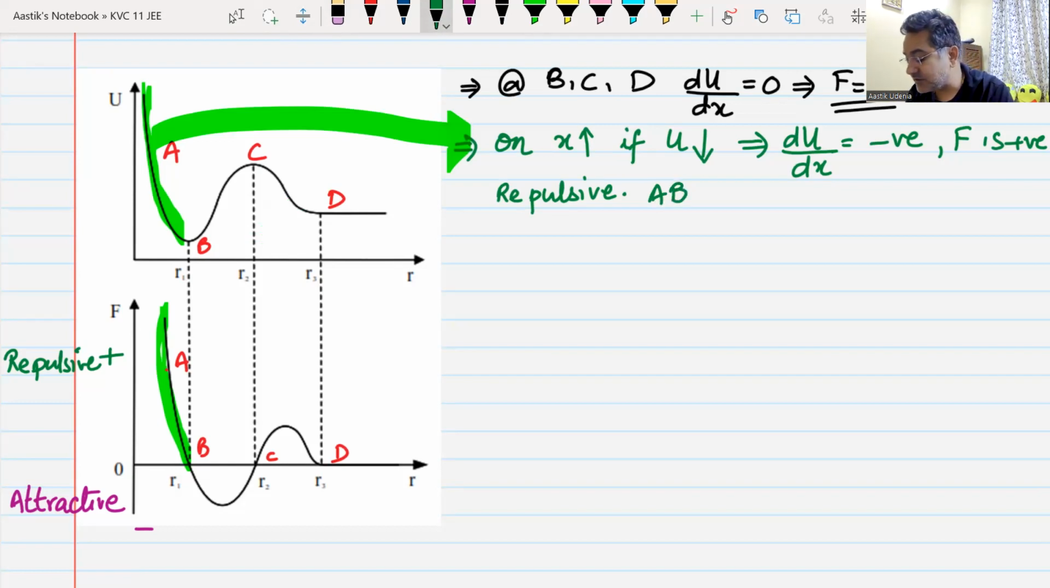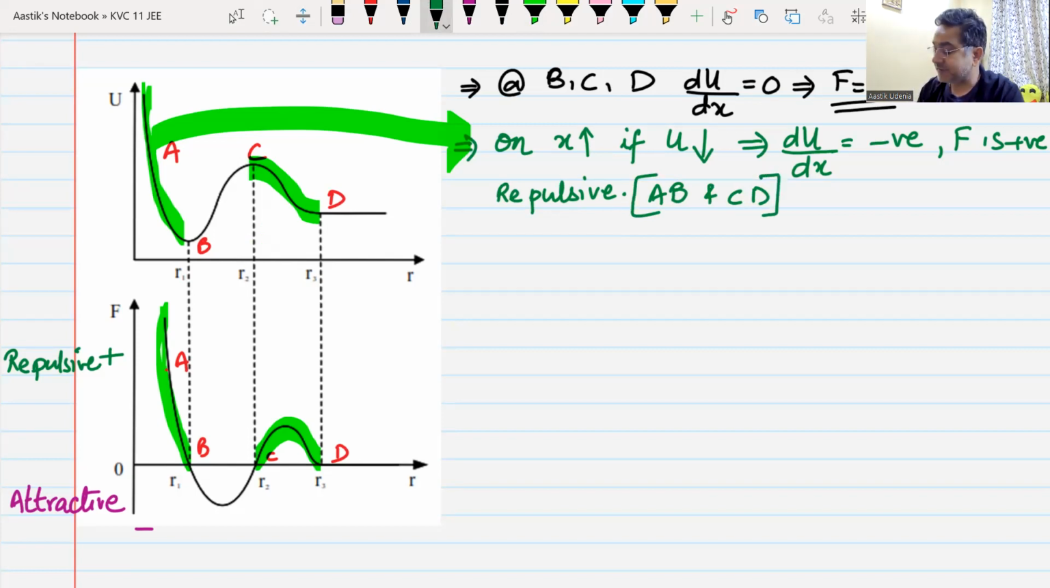Can you tell me what is the other region? Yes? C to D, sir. C to D is another region where the force is repulsive, because on increasing the value of x, the value of U decreases. Slope is negative. So AB and CD are the regions where the force is repulsive. Let us now think about this pink region.